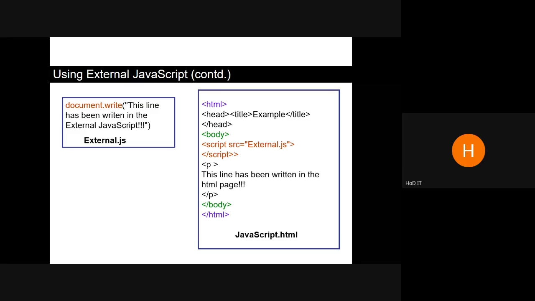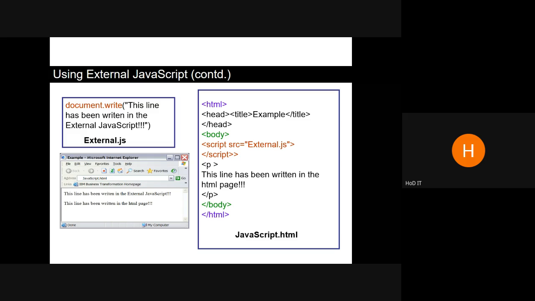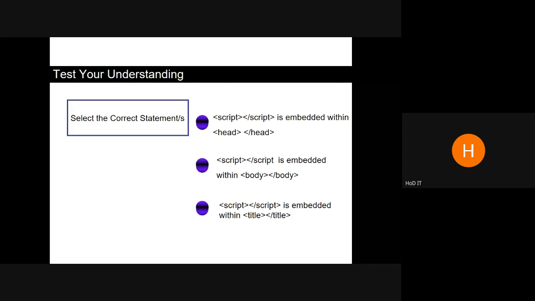Script src is equal to the name of the external JavaScript, external.js, and the output will be given as follows. First the script contents, that is external.js, will be displayed, and next the paragraph contents will be displayed. If you give the paragraph first and the script after, then first the paragraph will be displayed, then the contents inside external.js will be displayed.